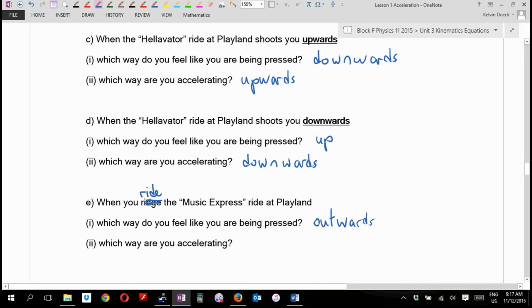Physics 12 will look at circular acceleration, and the biggest thing I have to beat out of kids' heads, because they've done Playland, is they think when you're moving in a circle, you're accelerating outwards because that's which way they're getting pushed. No, you're accelerating inwards. If you're ever moving in a circle, I guarantee you're accelerating towards the center of the circle. Really? Yeah.